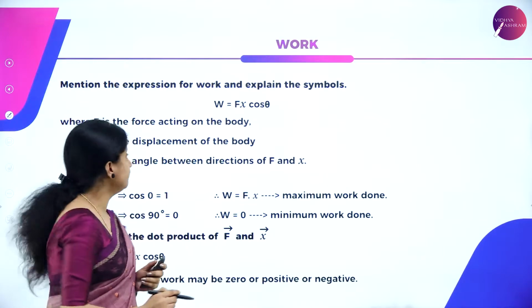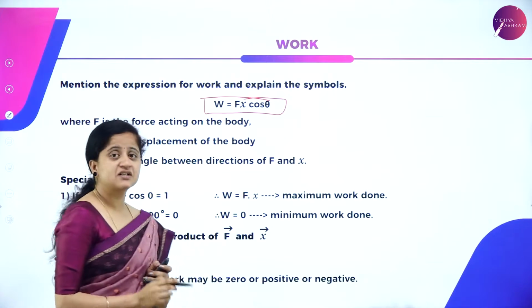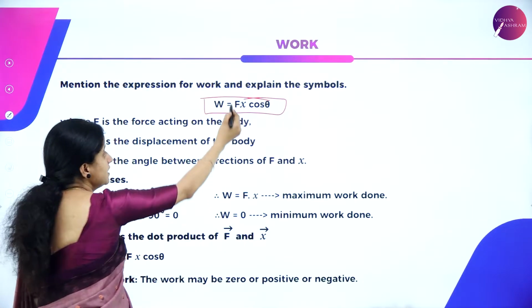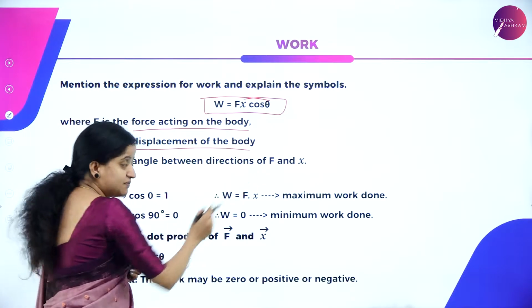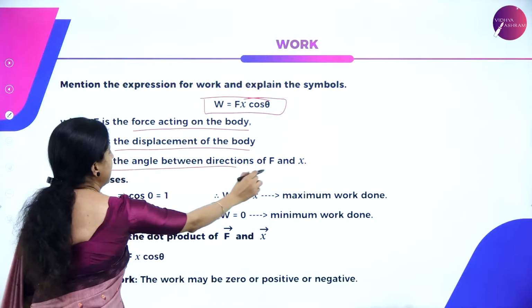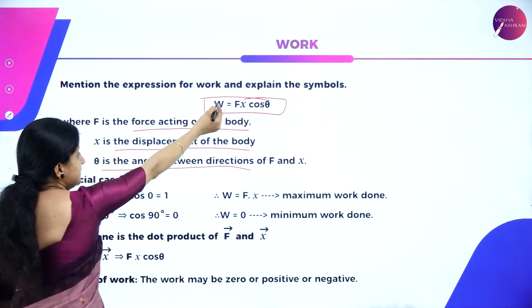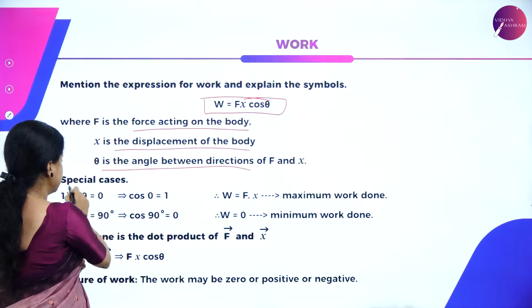So the expression for work is W is equal to Fx cos theta. Here, to explain the terms, F is the force acting on the body, x is the displacement of the body, and theta is the angle between the directions of force and displacement. Now this is the general form. Let us study some special cases. So what are the special cases?